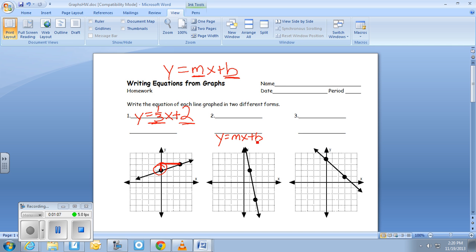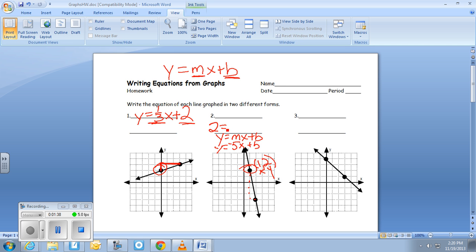I know it's a negative slope because it's going down from left to right. My rise is 1, 2, 3, 4, 5, and over 1. So it's a negative 5x plus b. Now let's just take one of these points. Let's take this point right here and plug in for our x and y values. So this is at 1, 2. That's my x, and this is my y. So we would plug that into our equation.